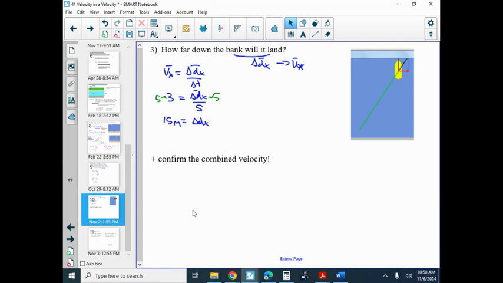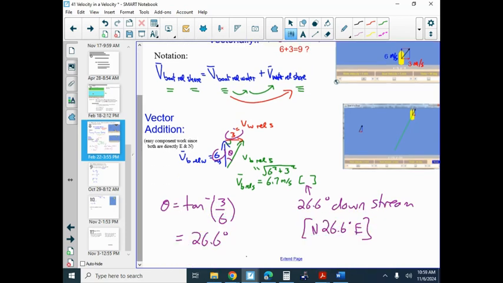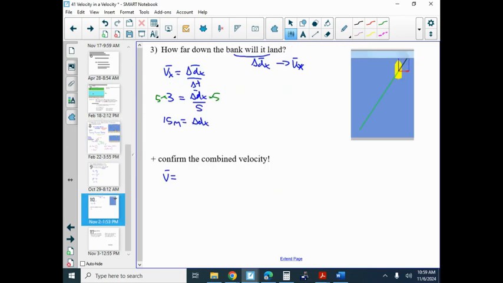And you can even confirm the combined velocity. So the total velocity we said was, remind me here, 6.7 or so. So 6.7 meters per second at 26.6 degrees downstream.